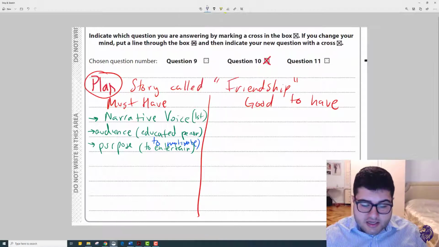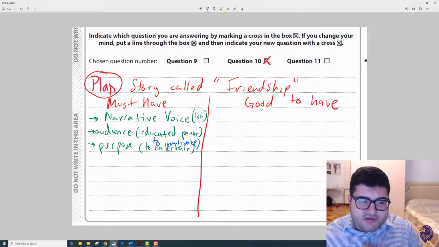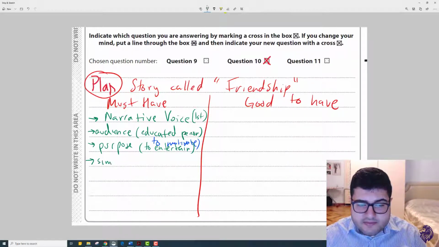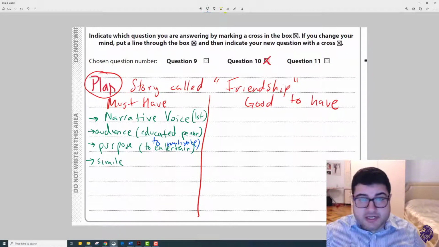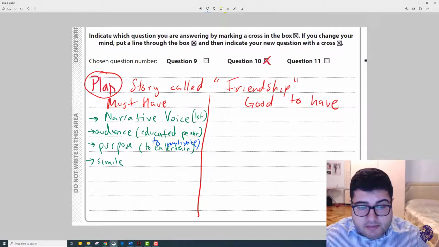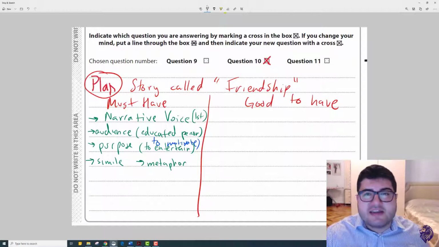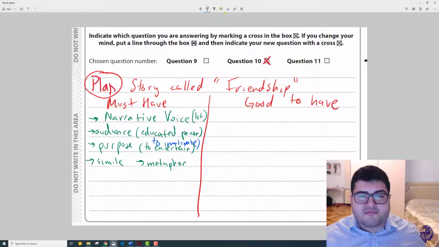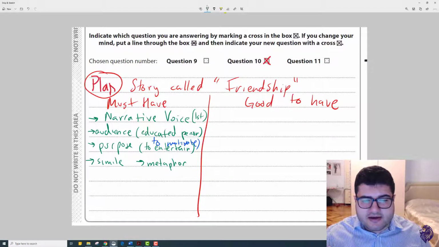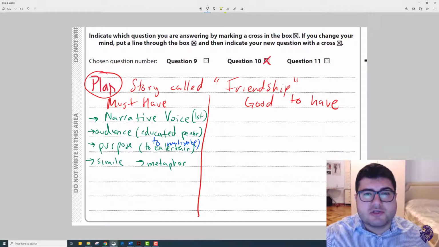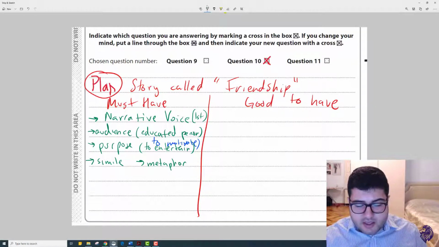Then there are certain things I want to have, because they're so simple. I definitely want to have at least one simile in my story. I want to have maybe a metaphor. And the reason why I say that I should have them is that they're easy to come up with. There are comparisons that we make so often in our day-to-day life that it would be a shame not to use the opportunity to include those in there.